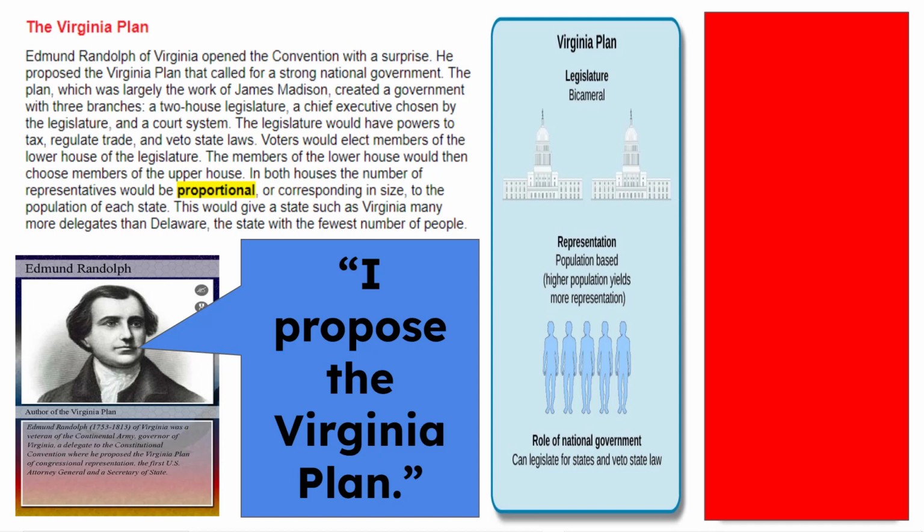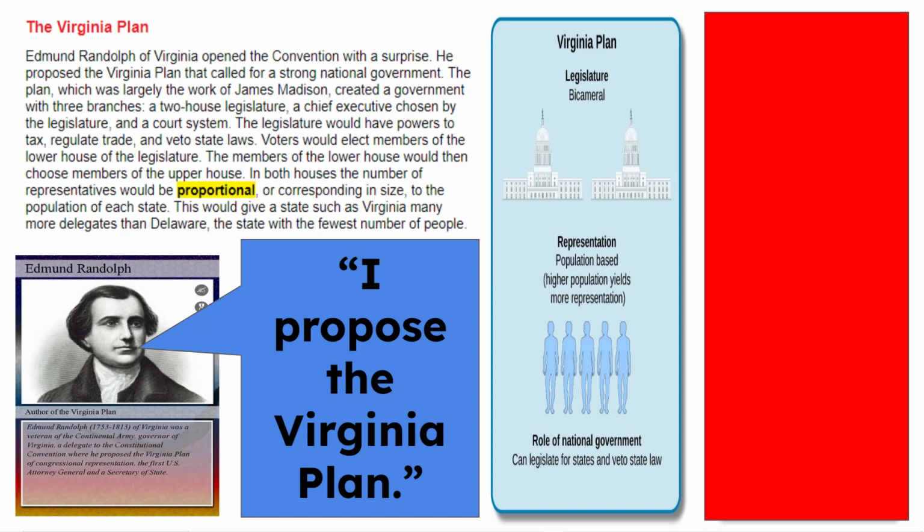Question number 20. Edmund Randolph proposed the Virginia Plan. What kind of government did it propose? It called for a strong national government. Question 21. How many branches of government would the Virginia Plan have? It would have 3: a legislature, an executive, and a judicial. Question 22. What does the word proportional mean? That means corresponding in size, meaning states with more people would get more representatives than states with small populations, who would get fewer representatives.